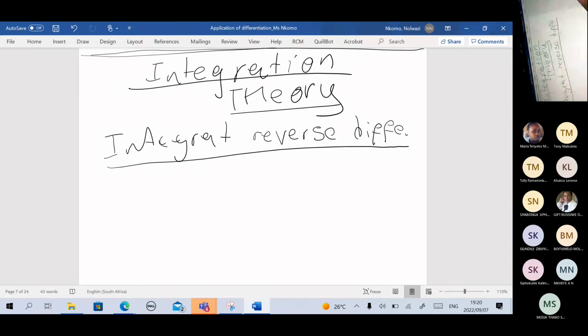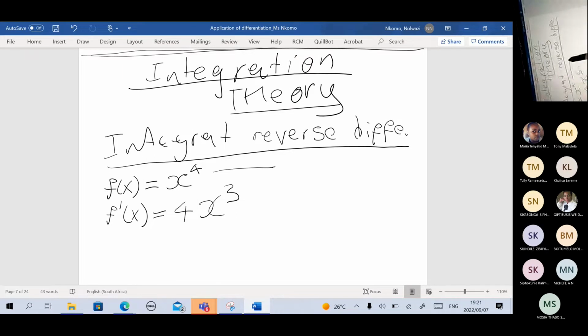This is a similar case for integration and differentiation. To integrate is the reverse process of differentiation. This means if you have, say, f at x is equal to x to the power of 4, and remember, if you differentiate this, you'll get f prime at x is equal to 4x cubed, right?